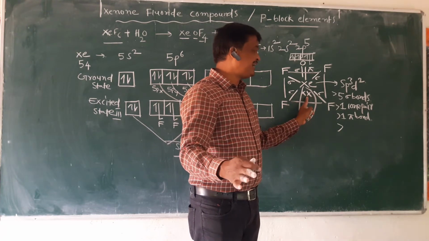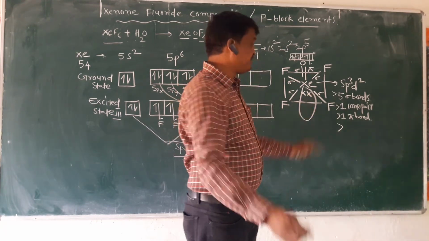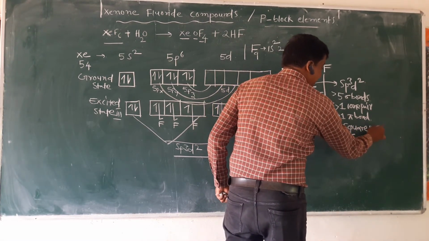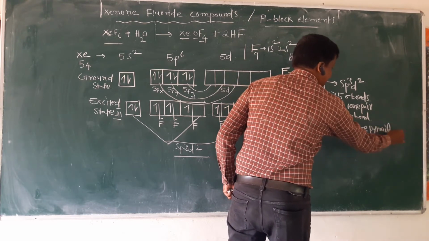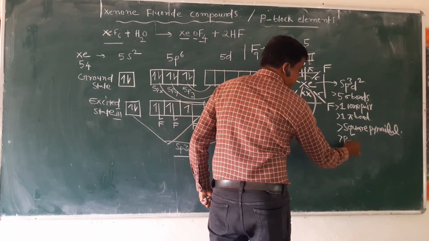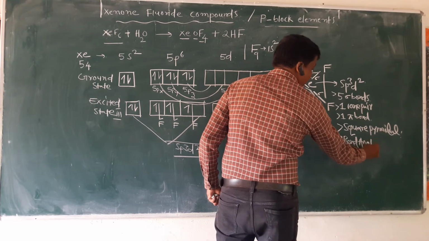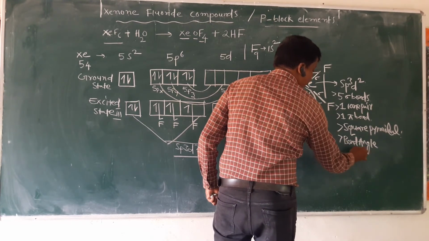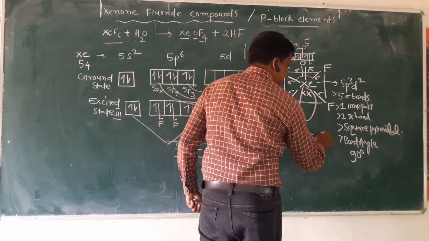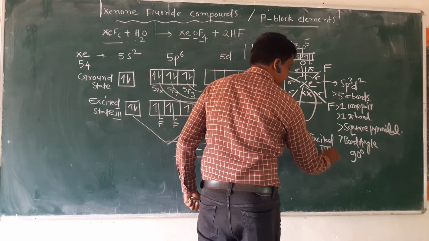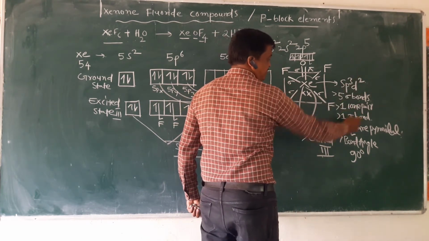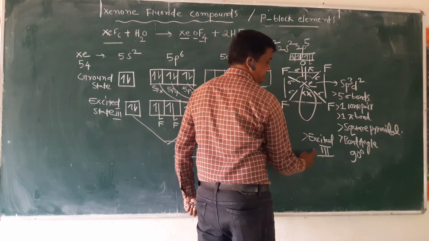There is a repulsion, so the structure is square pyramidal. Square pyramidal is the structure name, and the bond angle is 90 degrees, and it is possible in excited state third. sp3d2 hybridization, 5 sigma bonds, 1 lone pair, 1 pi bond, square pyramidal, bond angle 90, excited state 3.